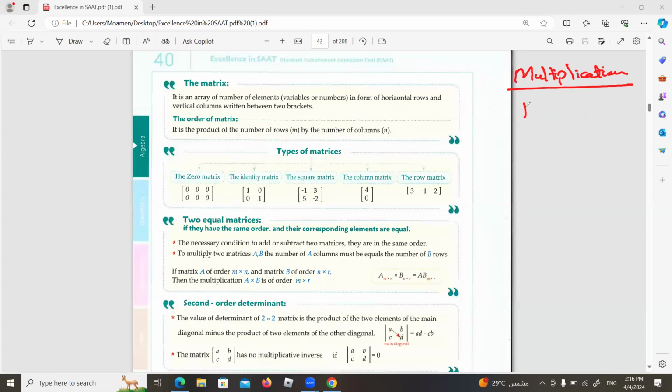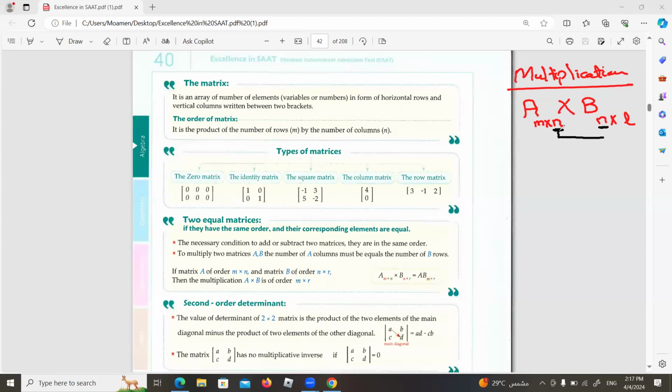If we have a matrix A, whose order is m times n, multiplied by matrix B, whose order is n times L, how can we multiply? The rule says that to multiply matrices, the number of columns of the first matrix must be equal to the number of rows of the second matrix. The number of columns of the first matrix, which is n, must equal the number of rows of the second matrix, which is n also.